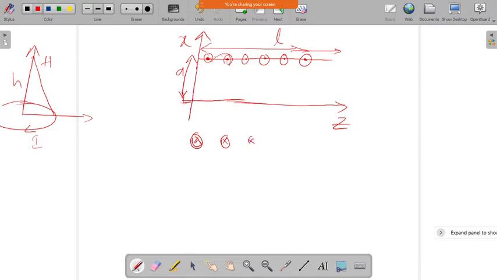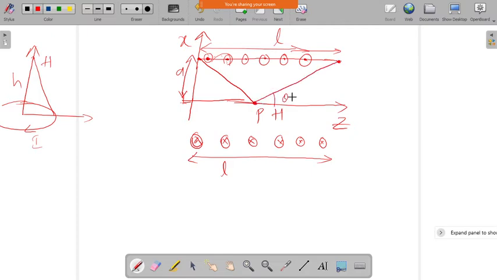So this will have the same length L. It is rotating like this. Now at some point P, due to the complete length of the solenoid, we have to find the magnetic field intensity here. Let us take one end having theta 1 and the other end having theta 2.